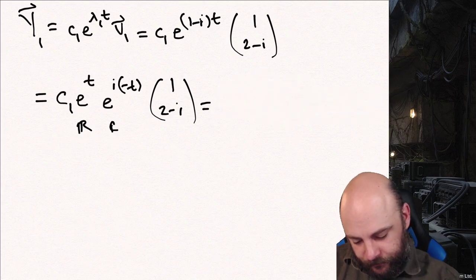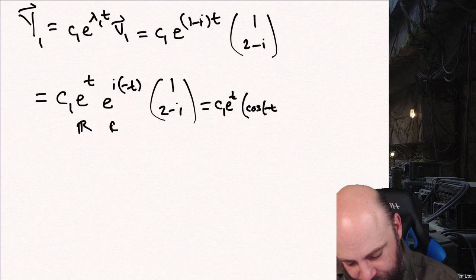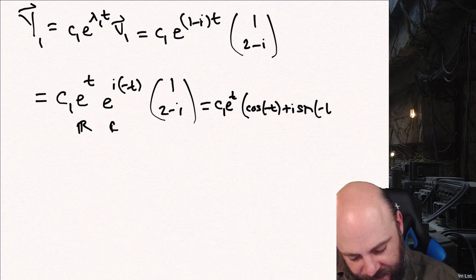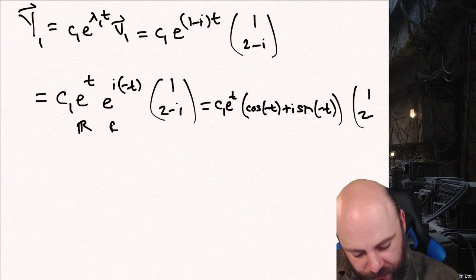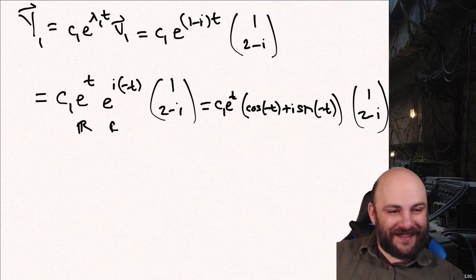Rewrite. Let's try to write small this time. C1 e to the t, go ahead and put it right here, times (cosine of -t plus i sine of -t). Close that parenthesis. Multiply by the vector (1, 2 minus i). So far, so good? Okay, great.